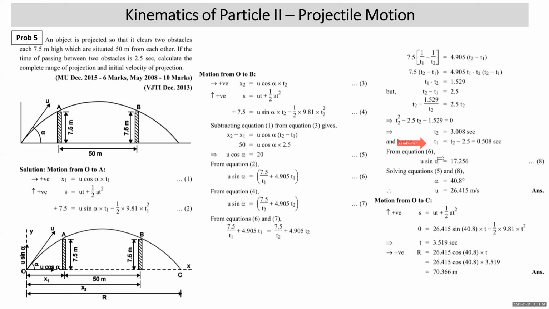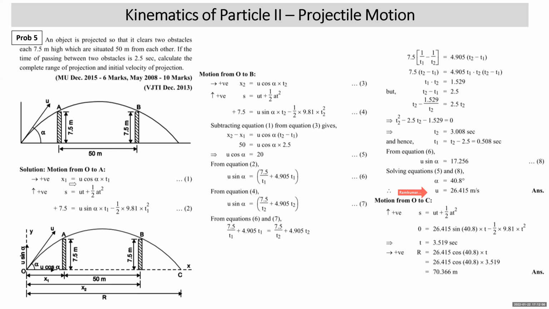You got t1. Now from equation number 6, substitute the value of t1, you get u sin alpha. All right. Once you get u sin alpha, u cos alpha was already obtained. u cos alpha was 20, u sin alpha is 17.256. Solving the two equations, you get u and alpha. Once you get u and alpha, this is one part of the problem. Problem is still not over.